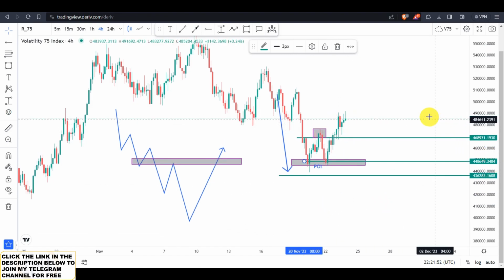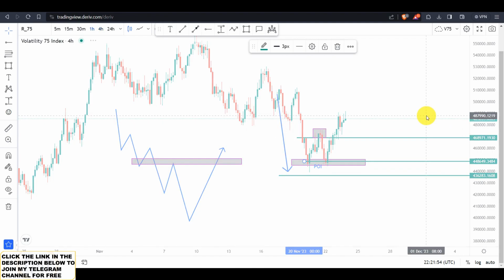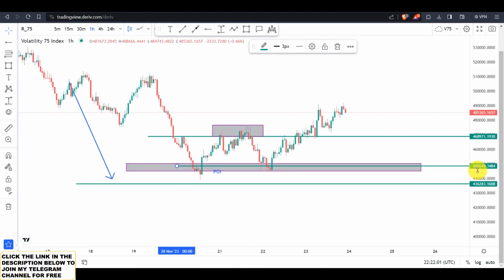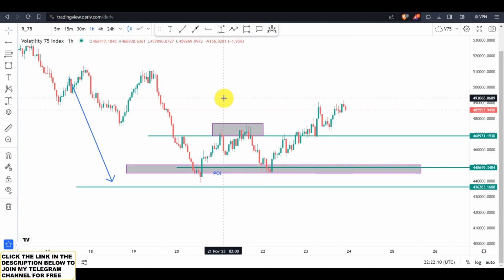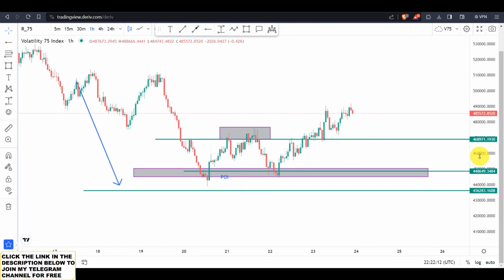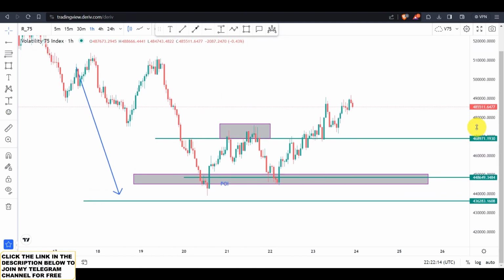And I will go first to the 1-hour time frame. Now on the 1-hour time frame, what we normally seek is the shift of the market structure. And by the shift of the market structure, I just mean when the market breaks the structure, like the higher highs and the higher lows and whatsoever.